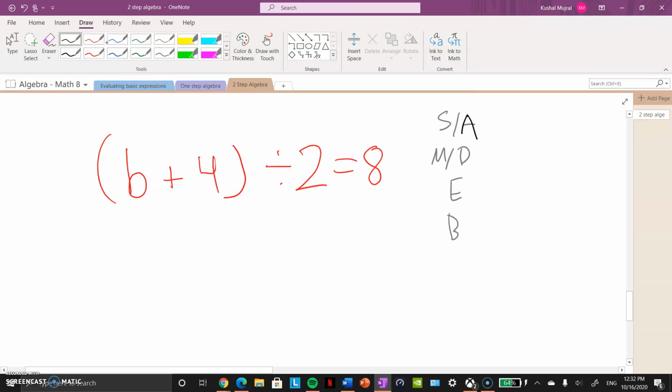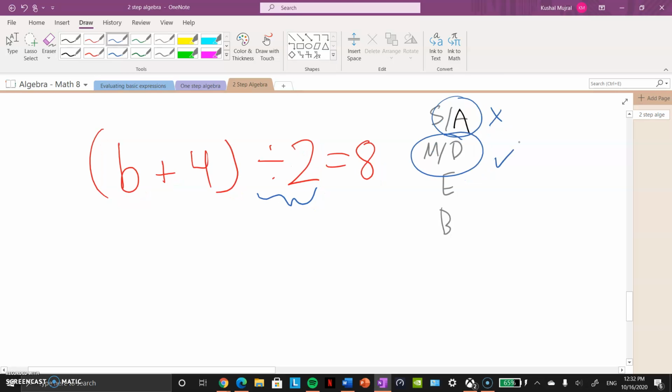Okay. So, first we're going to look to see if there's an addition or subtraction, and there is one in a bracket, but brackets go at the end, right? So there's no subtraction or addition. Is there a multiplication and division? Yes, there is. So we're going to first undo that. So to undo a division, you do a multiplication. So you multiply this side by 2 and this side by 2. Okay? And that undoes the division. So b plus 4 equals 16, because 8 times 2 is 16.